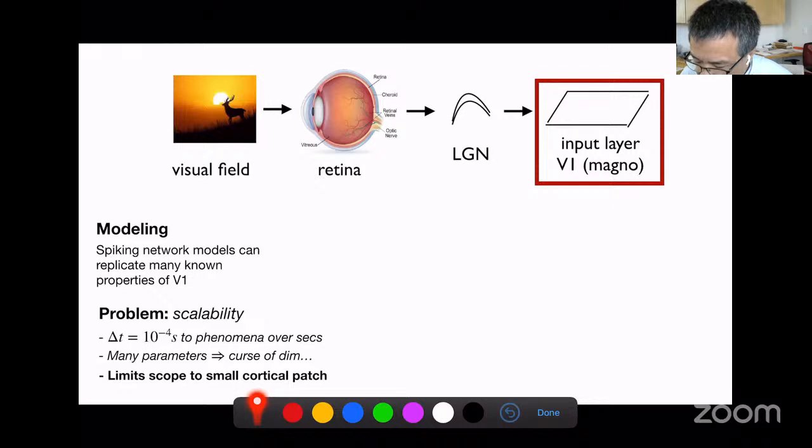I want to pick up with this picture from Lai-Sang's talk about the structure of the visual system, and I'm mainly going to be talking about modeling this input layer, V1. As Lai-Sang showed, spiking networks, in which you model the neurons and track the electrical spikes they generate, can replicate a remarkably large number of the known properties of the visual cortex. They're biologically very detailed and very interpretable, and can lead to a lot of insights into dynamical mechanisms.